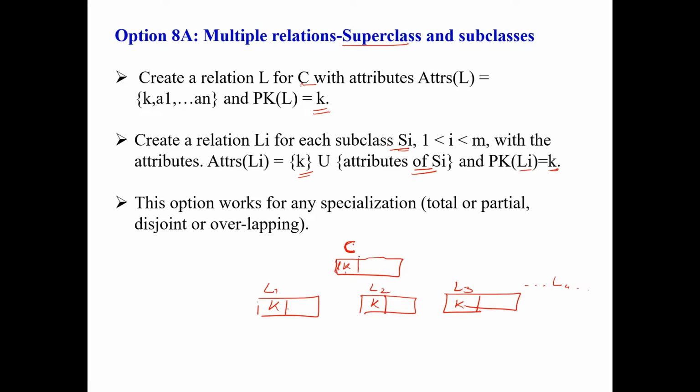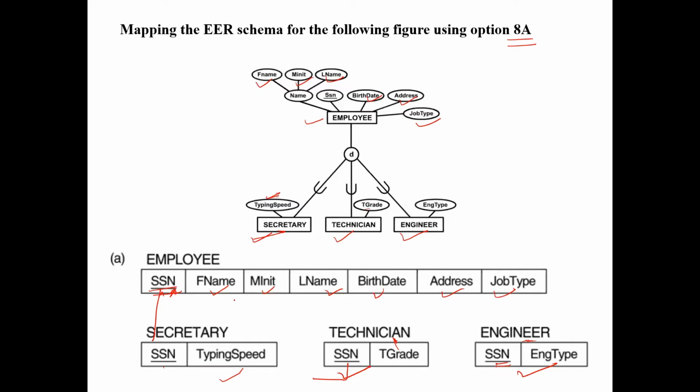This option works for any specialization, whether it is total or partial, that we have studied in the previous video. Whether it is partial, whether it is disjoint, or whether it is overlapping, we can go for option 8A. Next, here this relationship is a partial participation.